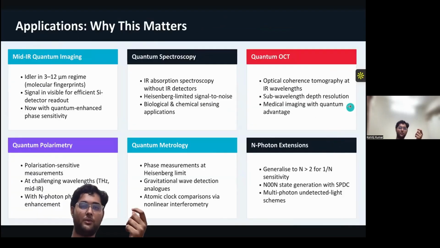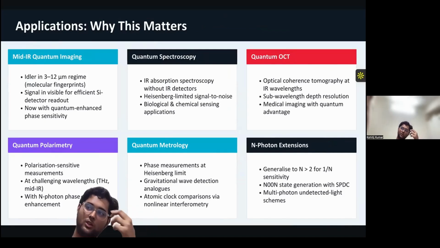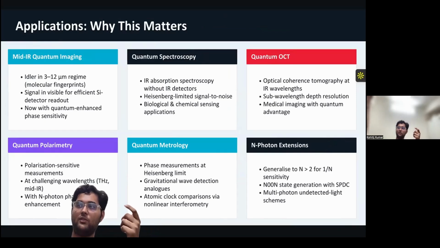So now let's go on to the applications. Why does it all really matter? The core structural advantage of the whole scheme is that the photon doing the sensing and the photon you detect are different wavelengths. The idler probes the sample, the signal carries the information back to your detectors. That decoupling is the engine behind everything on this side.